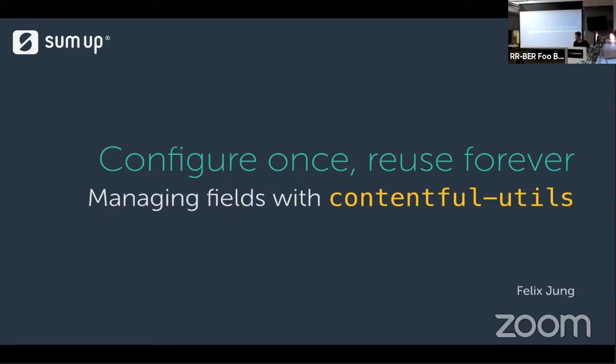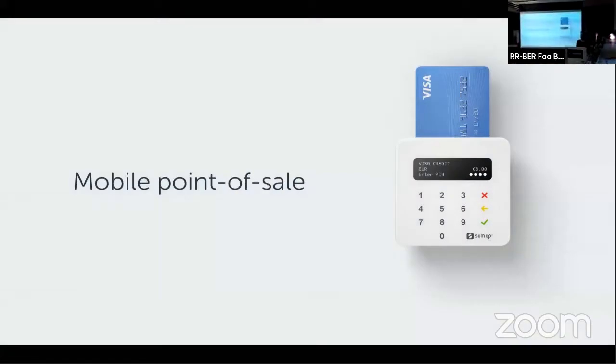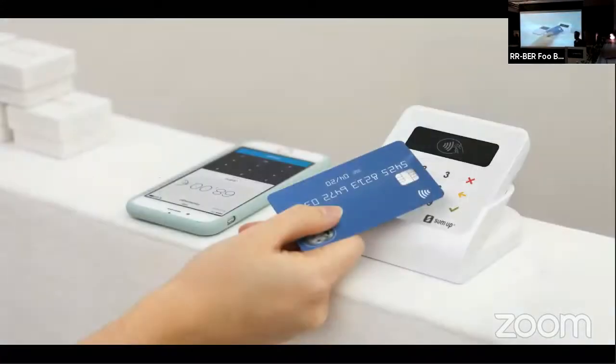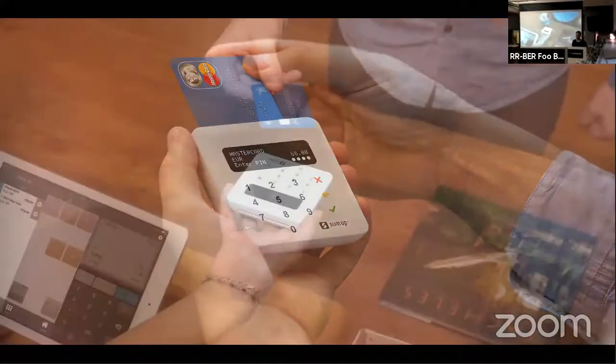Okay, Irina, thanks for the kind introduction. Configure once, reuse forever, managing fields with contentful utils is what I'm going to talk about. So we're going to talk about content types and how to manage fields on these content types. As you said, I am a front-end engineer at SumUp. We are a mobile point-of-sale company, which means we build card readers like this one. And with these, we basically empower small merchants in many countries to be able to take card payments.